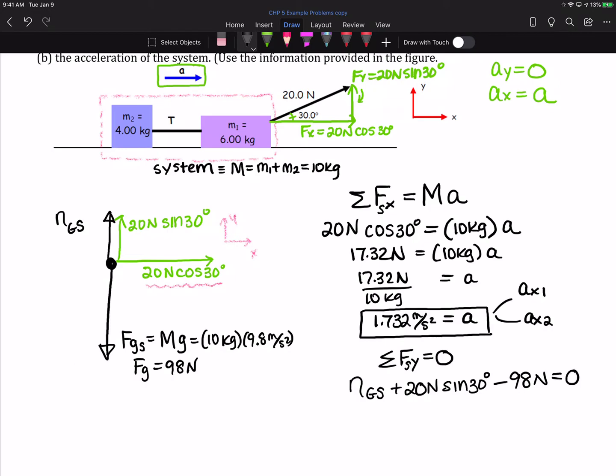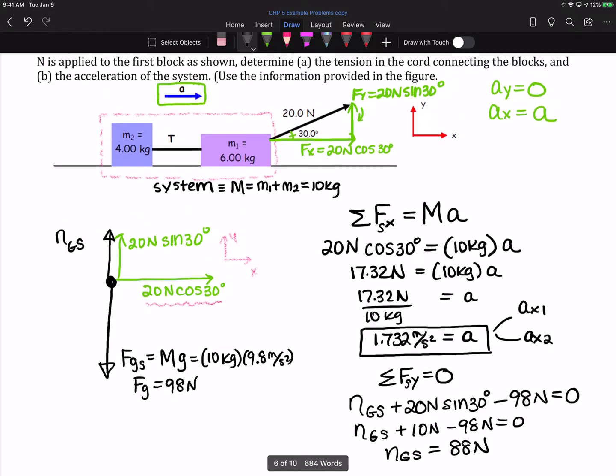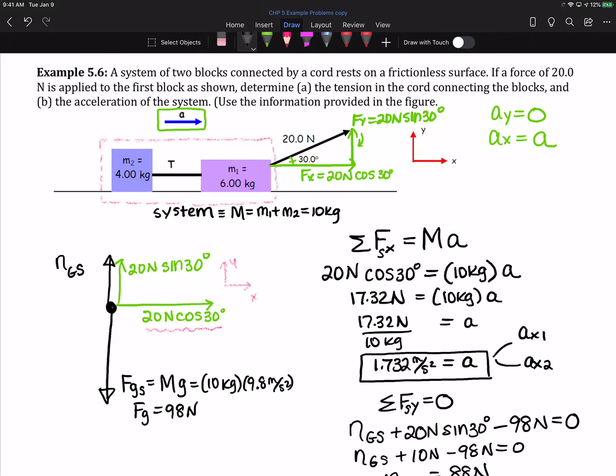So 20 times sine of 30, I guess I actually did calculate that, is 10. Minus 98 is 0. So if I move things around, 98 minus 10 is negative 88. And then if I move it to the other side, I get that the normal force has to be 88 newtons. So I have actually answered part B of this question first, the acceleration of the system.